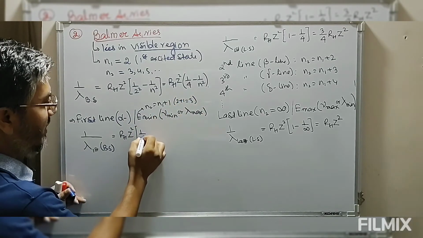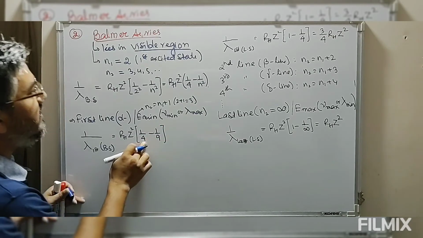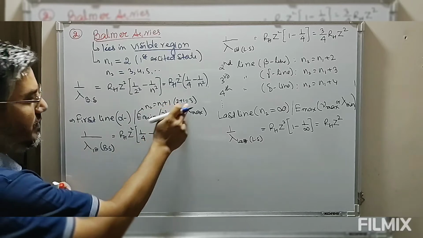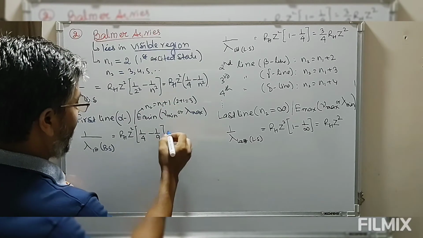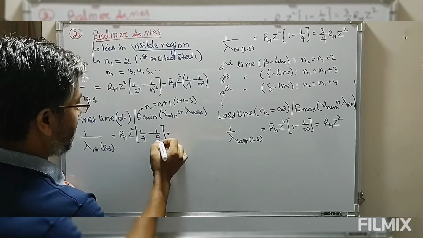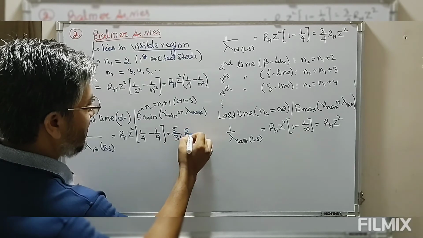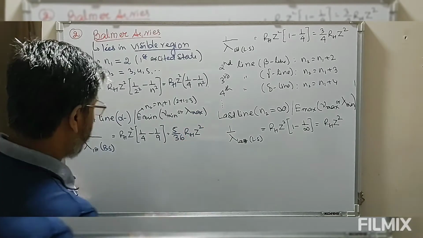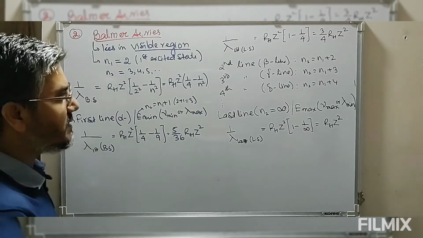So that means 1/4 minus 1/9. N1 is 2, N2 is 3 here, so 1/9. If you simplify this, we get 5/36 times RHZ square. So this is the first line of the Balmer series.